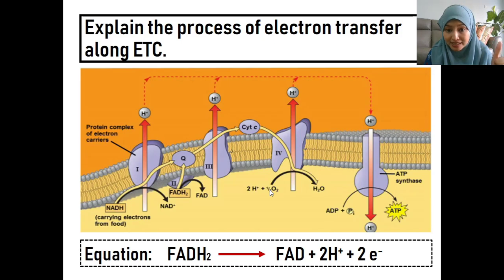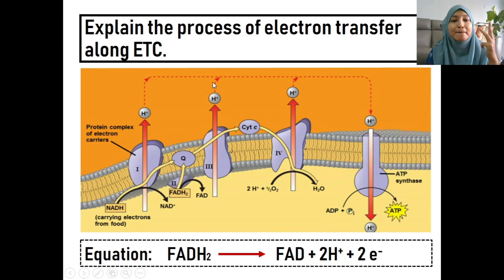Point number 6. Oxygen will combine with H plus ion, forming water as byproduct. Point number 7. As the electron is transferred along the ETC, energy is released. Point number 8. Energy release is used to pump H plus ion from matrix of mitochondria into intermembrane space.